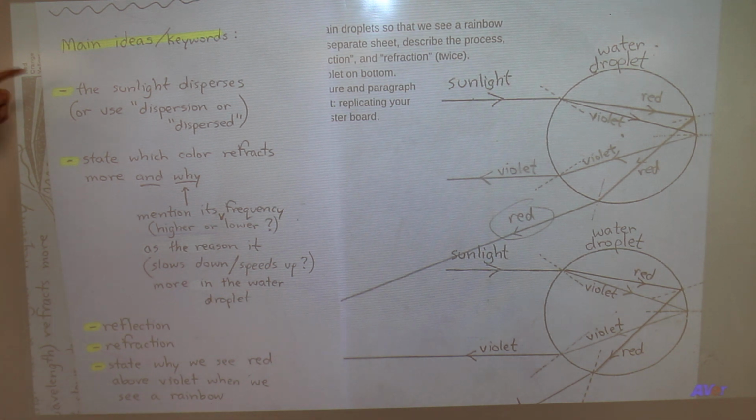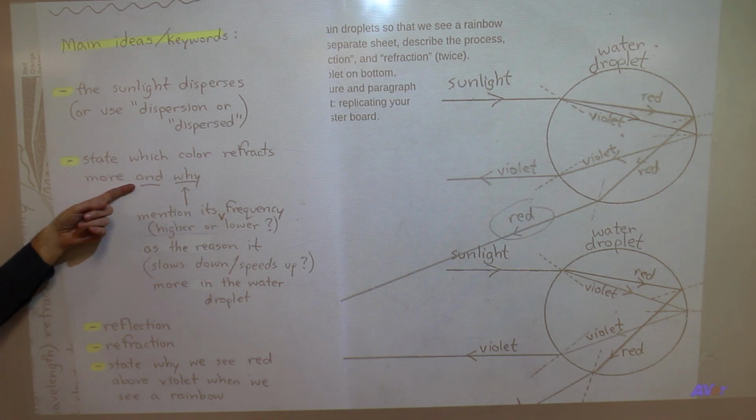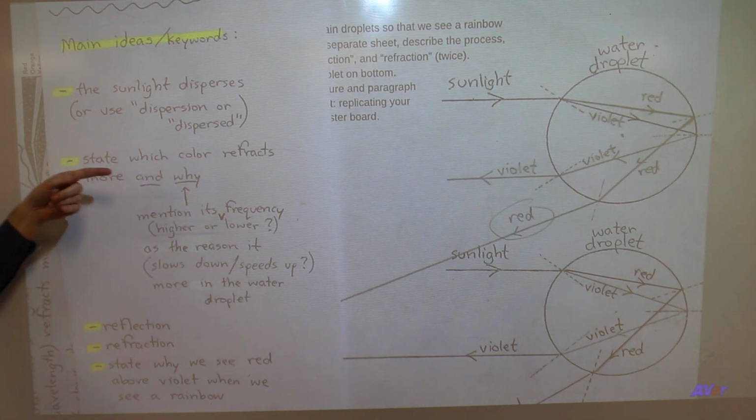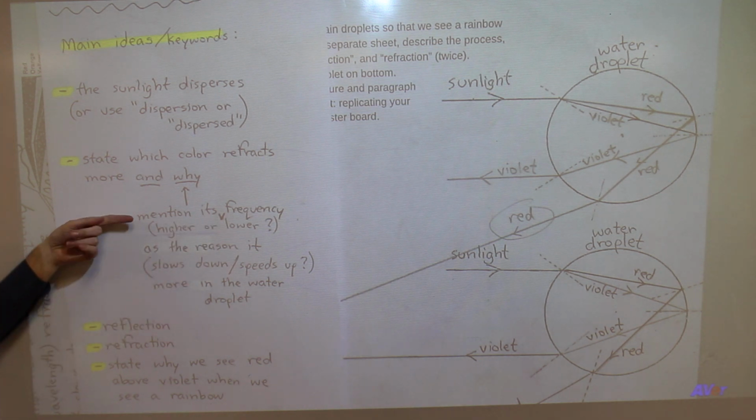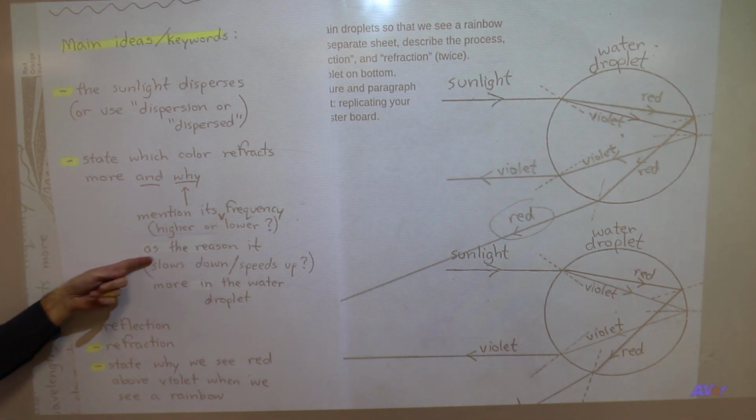Okay, after you mention that, this is the tough part. Mention what dispersion is basically and why. So state what color refracts more. So remember, that's the higher frequency violet light. And it refracts more because it slows down more.